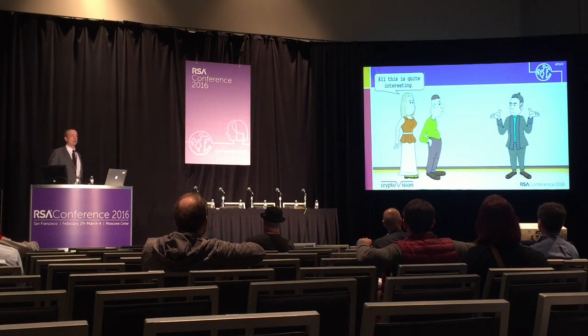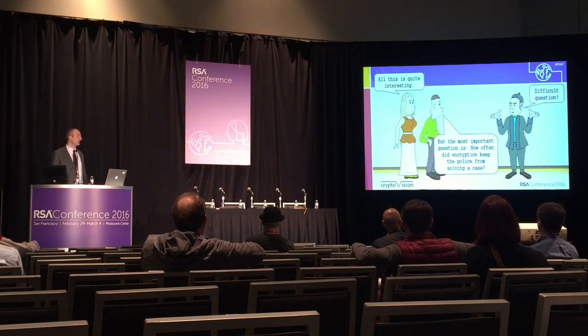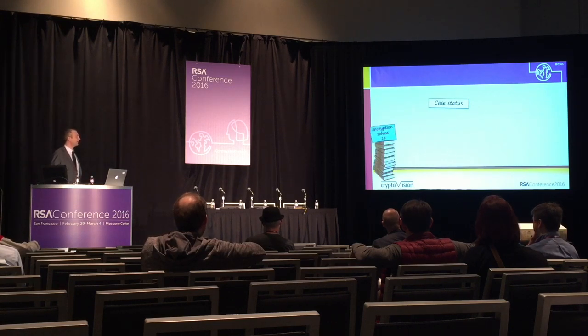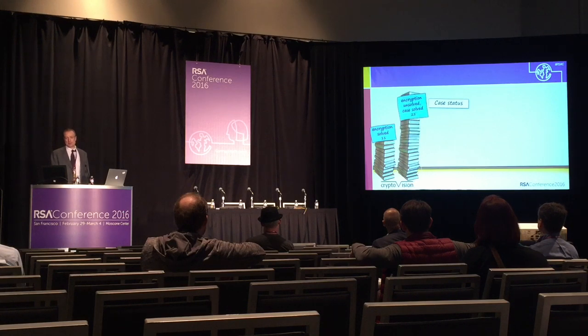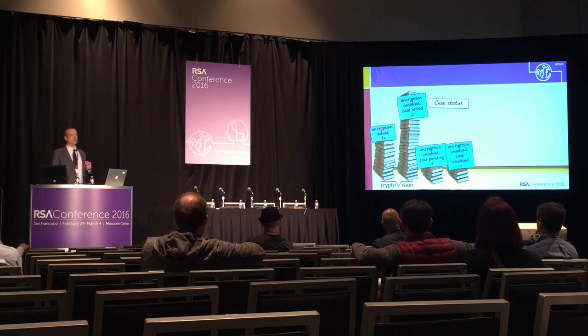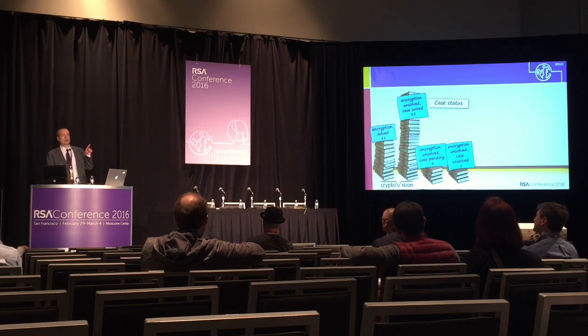And now you might say, well, all the stories I've told you so far are quite interesting, but the main question is, how often did encryption keep the police from solving a case? A difficult question, but we can look at the statistic of the case status. In 11 out of 50 cases, the police solved the encryption, so a backdoor wasn't necessary. In 25 cases, the police solved the case without solving the encryption, so a backdoor wasn't necessary. In 4 cases, the case is still pending, but probably it will be solved, so these are probably also 4 cases in which no backdoor will really be necessary. And only in 3 out of 50 cases, the police could not solve the case and could not solve the encryption. That means only in these 3 cases, a backdoor would have been really crucial.